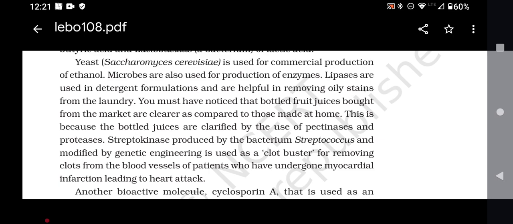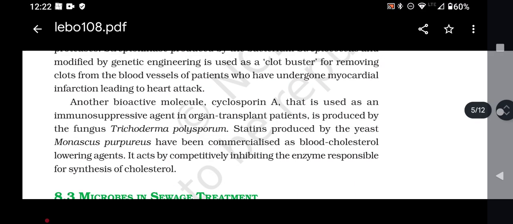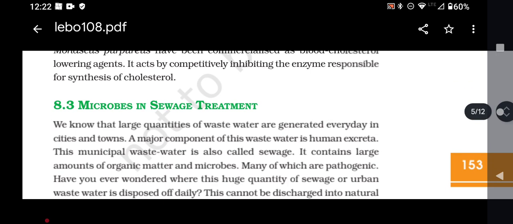Streptokinase, produced by the bacterium Streptococcus and modified by genetic engineering, is used as a clot buster for removing clots from the blood vessels of patients who have undergone myocardial infarction leading to heart attack. Another bioactive molecule, cyclosporin A, that is used as an immunosuppressive agent in organ transplant patients, is produced by the fungus Trichoderma polysporum. Statins, produced by the yeast Monascus purpureus, have been commercialized as blood cholesterol lowering agents. It acts by competitively inhibiting the enzyme responsible for synthesis of cholesterol.